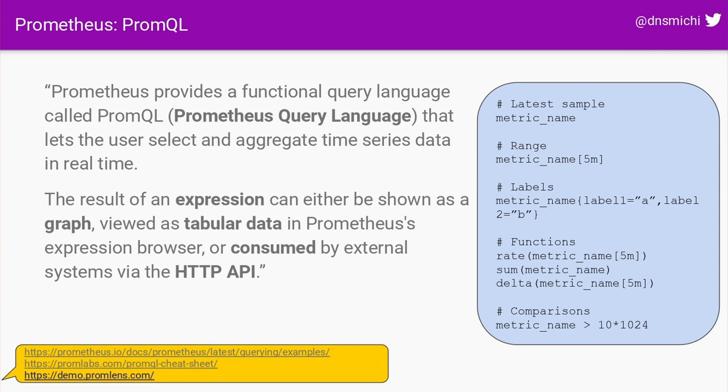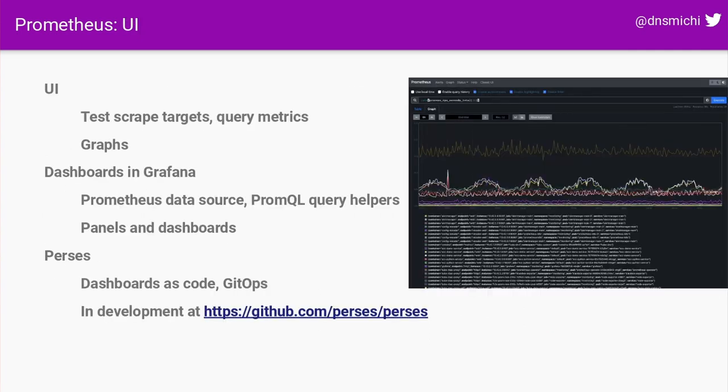so I've also added links on my slides, which are already available on my website, so you can look it up later on async. Similar to how to visualize the data within Prometheus, like the UI which comes out of the box, you can do dashboards in Grafana, for example. And I've also seen that there's a new dashboard as code and GitOps style project in development at the moment, which is called Perses. I don't know its current state, but I think it's worth following and seeing where this is going in the future, making our life easier.